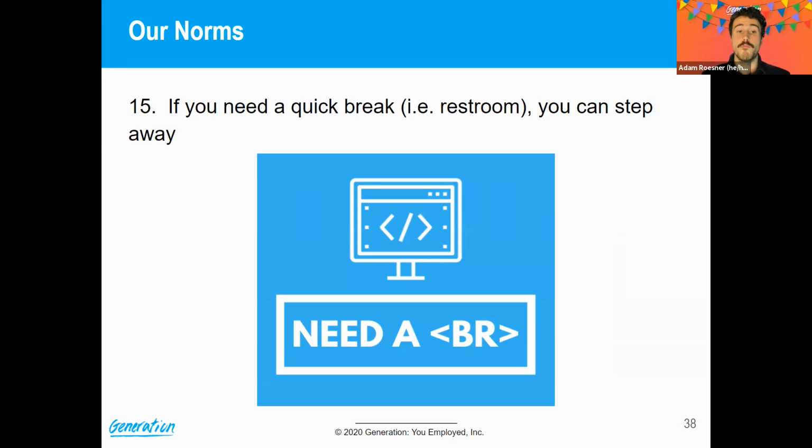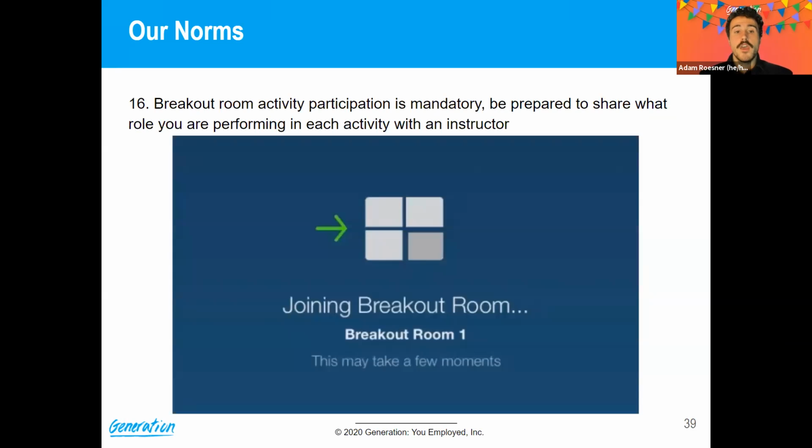If you need to step away for more than 5 minutes, then please do let us know that you're going to be doing so, just in case we have an activity or something coming up and we need to adjust what we're doing. Breakout room activity preparation is mandatory. Be prepared to share what role you're performing in each activity with an instructor. These are not suggestions. This is not a time for you to freestyle and do your own thing.